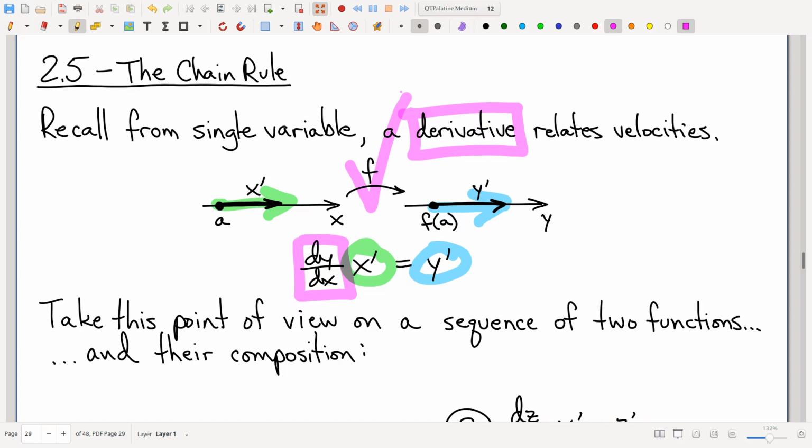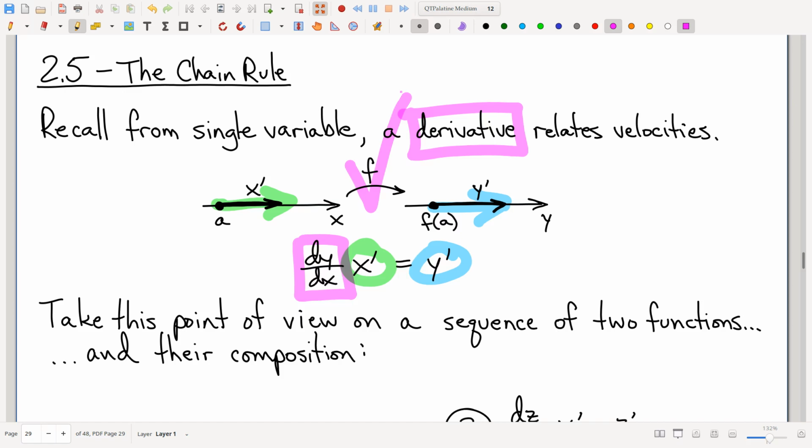So this is the point of view I want to take on derivatives. Forget slopes, forget whatever other points of view you might have had. It's a relationship between input velocity and output velocity. Is everybody happy? Everybody remember this, previously discussed?